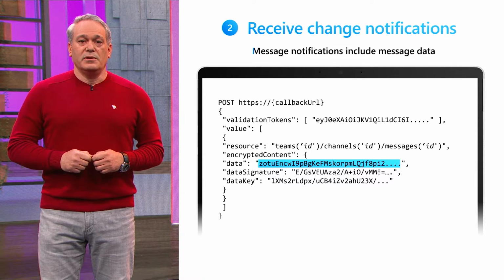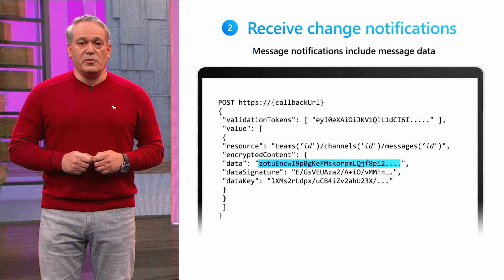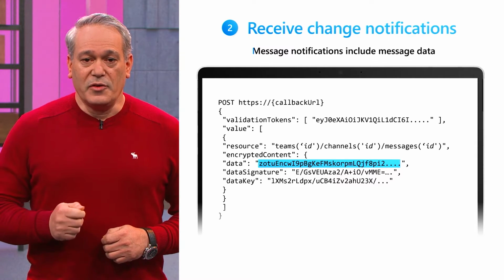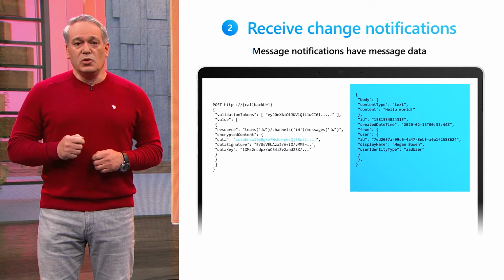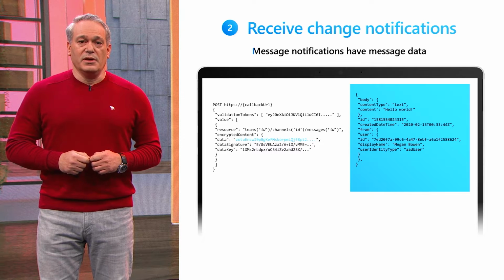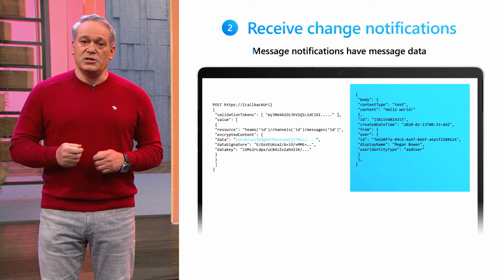In this sample, the message notifications will first appear with encryption. After validating and decrypting the message, you will be able to read the full message schema, here showing a Hello World message from Megan Bowen. Now that you've gained access to Teams messages, you will be receiving them in near real time for your service to process.